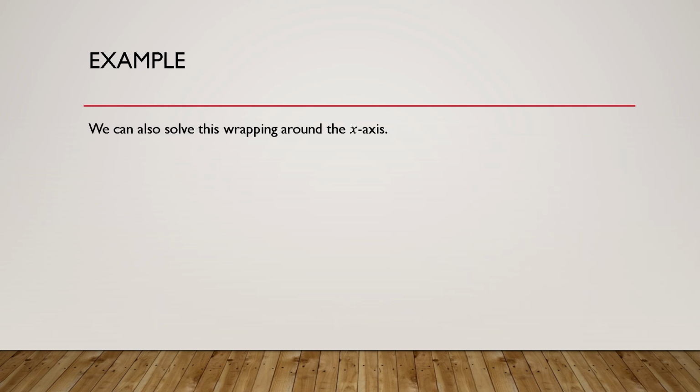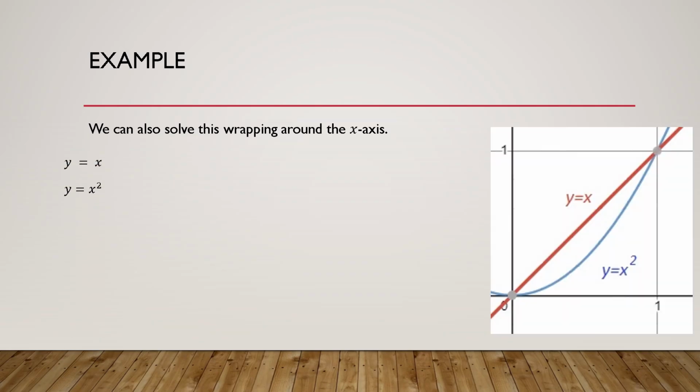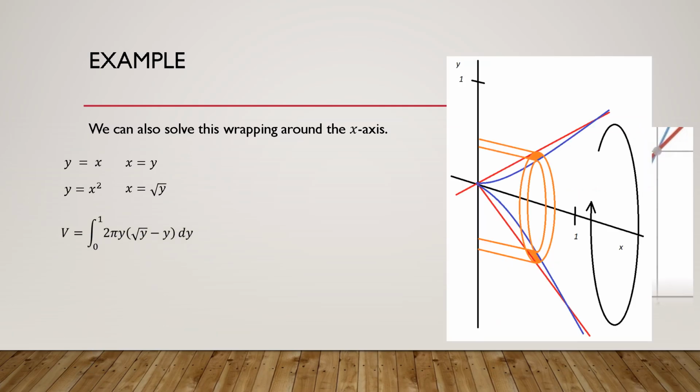Let us take the same example, except this time we'll wrap it around the x-axis. Instead of y equals x and y equals x squared, we'll use x equals y and x equals the square root of y. The boundaries will be 0 to 1 again, based on the intersection of the two functions. From the perspective of the y-axis, the square root of y is the larger function. Therefore, the volume equals the integral from 0 to 1 of 2 pi y times the quantity of the square root of y minus y dy.